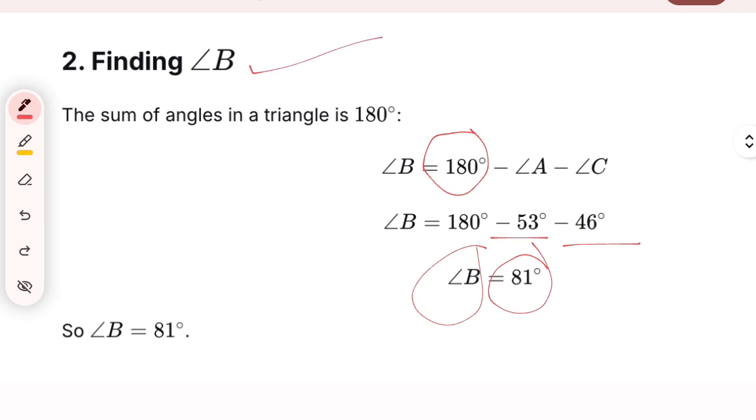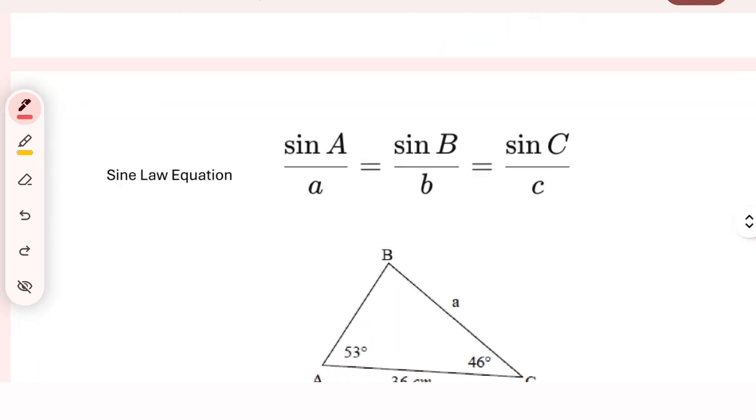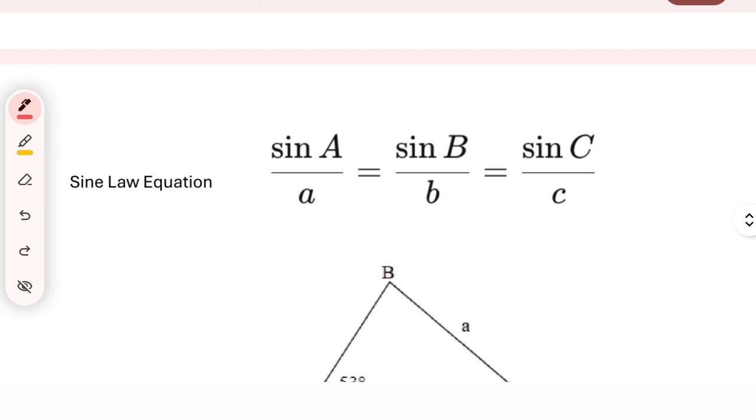Okay, the remaining unknown is the side A, the small a. We will use sine law. This is the formula or equation of the sine law, which I want you to remember or even memorize. So the sine law is stated like this.